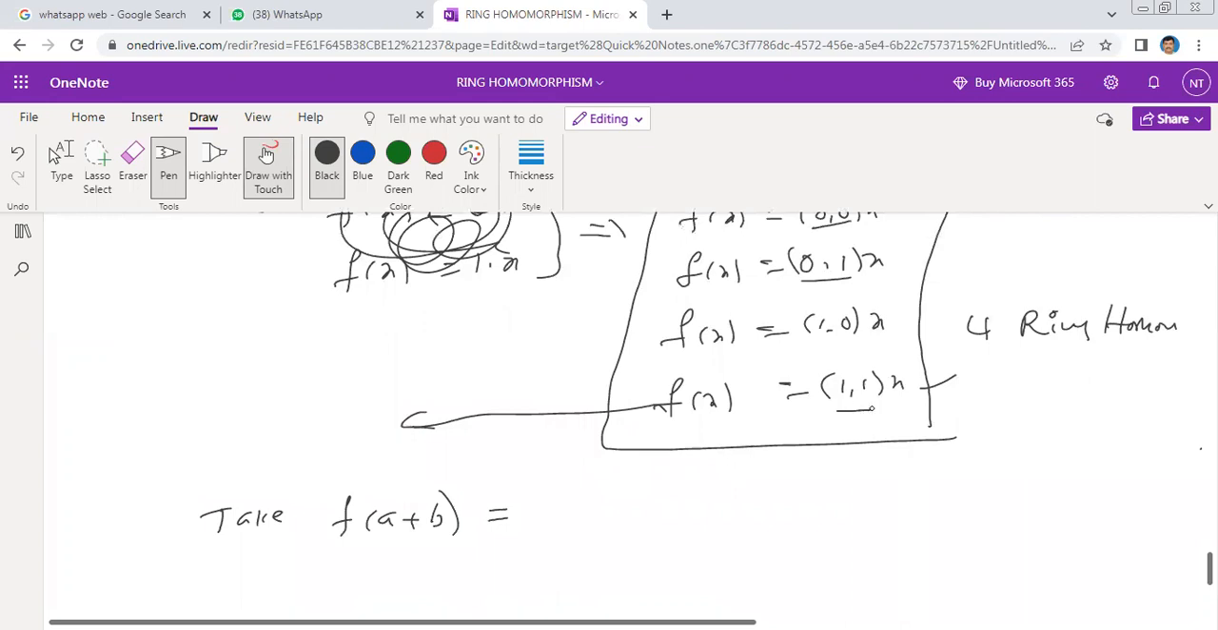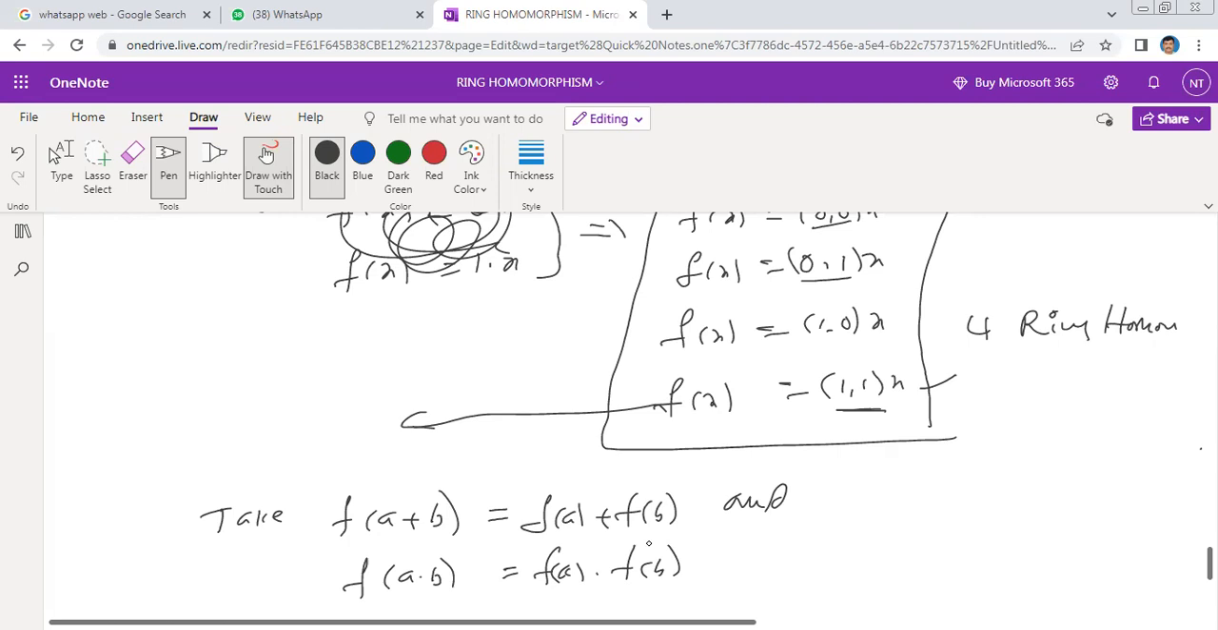Is f of 1, 1 a ring homomorphism or not? Yes, sir. It is a ring homomorphism. There are 4. It satisfies f of a plus b is equal to f of a plus f of b, and f of ab is equal to f of a into f of b. These 2 conditions are satisfied. Yes or no? Am I right? Are these 2 conditions satisfied?